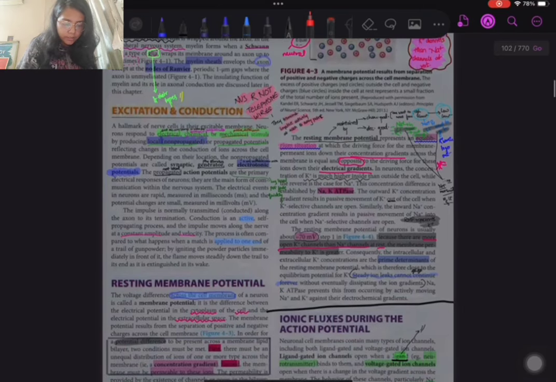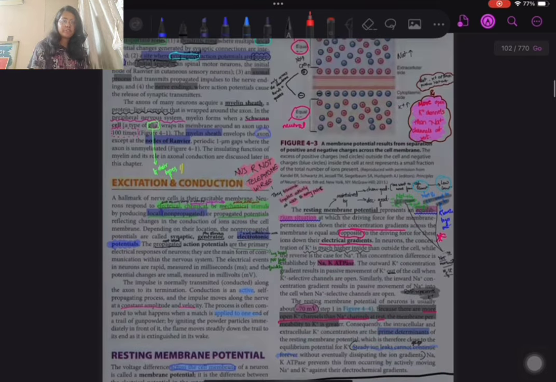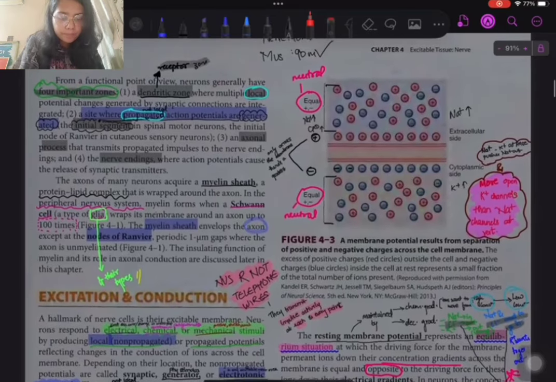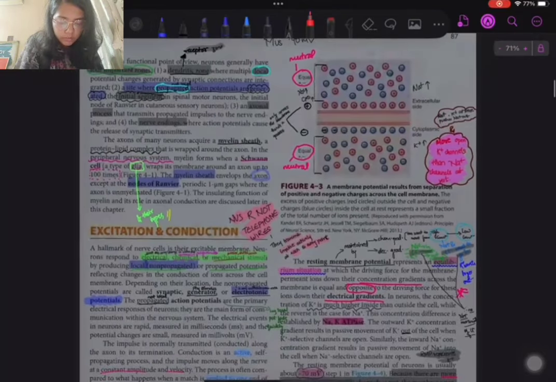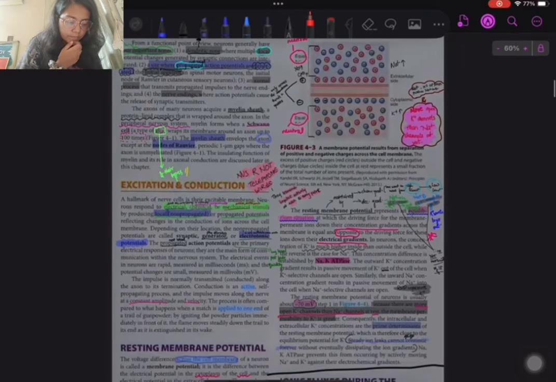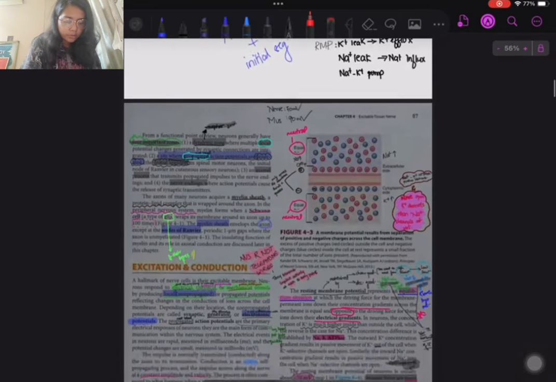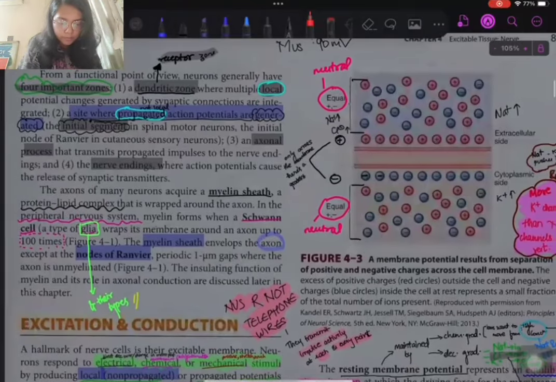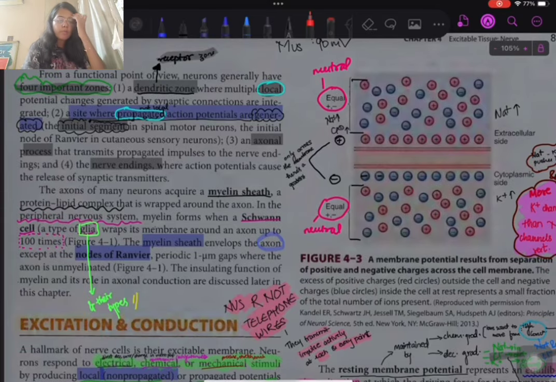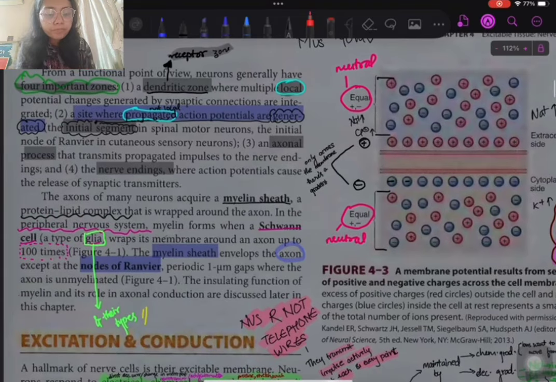Next, in this we'll be doing till resting membrane potential. Okay, yeah, so I'll see. RMP and AP I'll do in one video, I feel. Okay, I'll see. From a functional point of view, now this is very important. It's been asked, okay? Questions have been asked previously.